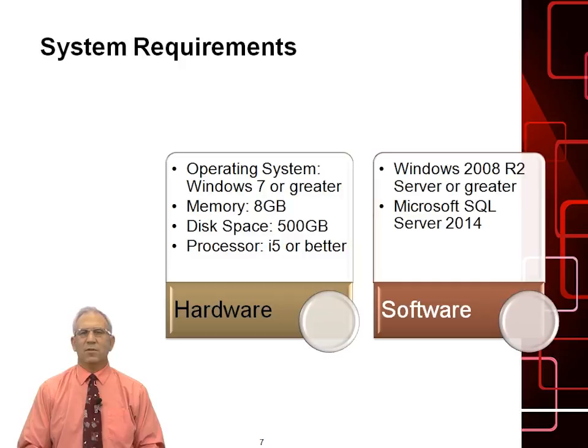The minimum system requirements for this course are, from a hardware perspective, a Windows 7 machine or greater, a minimum of 8 gigabytes of memory, 500 gigabytes of disk available preferred, as well as an i5 processor or better. Now this course is taught using virtualization. If you wish to virtualize this course, you can. We happen to be using VMware. You can use VMware, VirtualBox, or Hyper-V. All of them will work just fine.